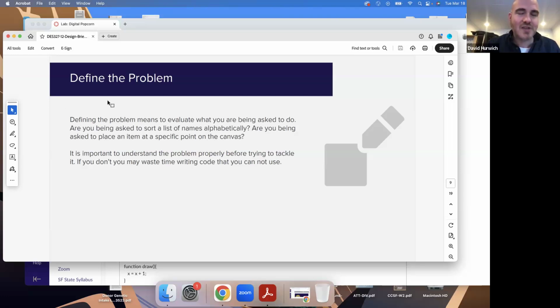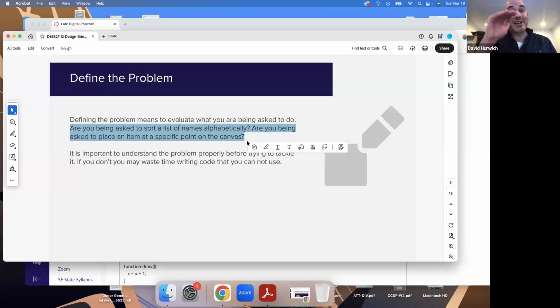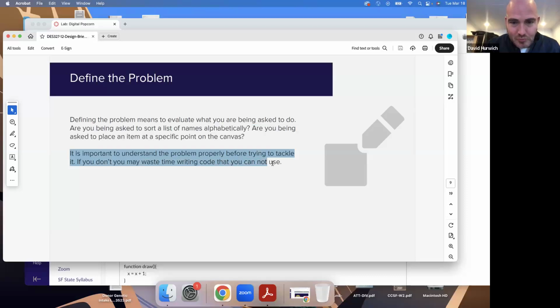So when you're given a problem, try to really think and evaluate the problem. Are you being asked to sort names alphabetically? Are you being asked to place an item into a specific place on the canvas? Now, in my class, I'm pretty specific about what your problem is. I say, do this, do this, do this. In real life, that's not always going to work out that way. Not every client is going to know exactly what they want. Sometimes you're going to have to listen to them and read between the lines a little bit about what they're really asking you to do. Okay. So it's always really important to understand the problem, mainly so you don't waste a lot of time coding things that don't really matter and then might get cut in the end. Okay.